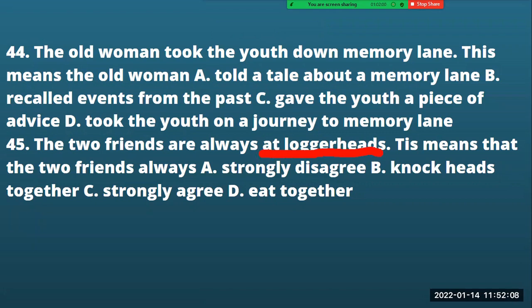Now, when two people are at loggerheads, it means that they are having a conflict, a serious disagreement, sometimes resorting to violence, all right? So that is what it means to be at loggerheads. It doesn't really mean they are hitting their heads against each other. No, it simply has to do with a disagreement. So when we look at the options, option A, strongly disagree, is correct. B, knock heads together, no. C, strongly agree, no. D, eat together, no.